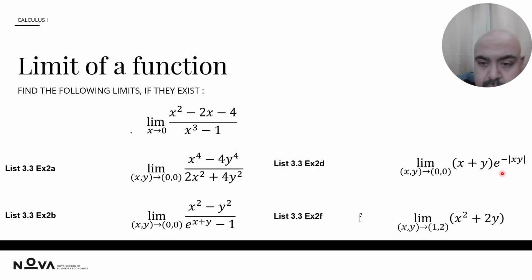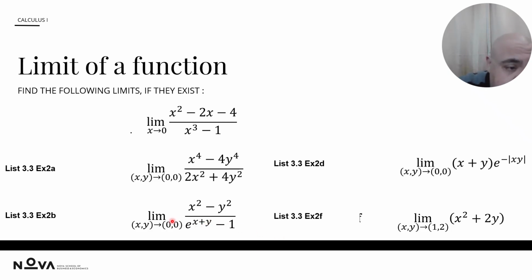If you look at this problem and make a substitution, it's going to be 0 times e to the power of 0, which means it's going to equal 0. For this problem too, it's direct substitution. It's going to be 1 plus 4, so it tends to 5. There is no problem in that.